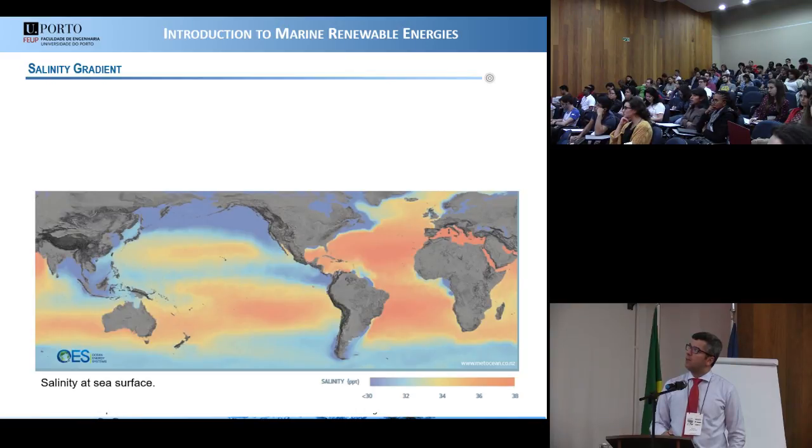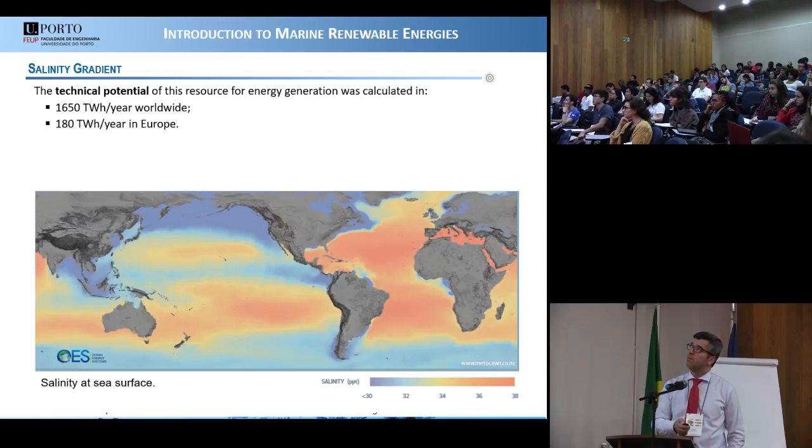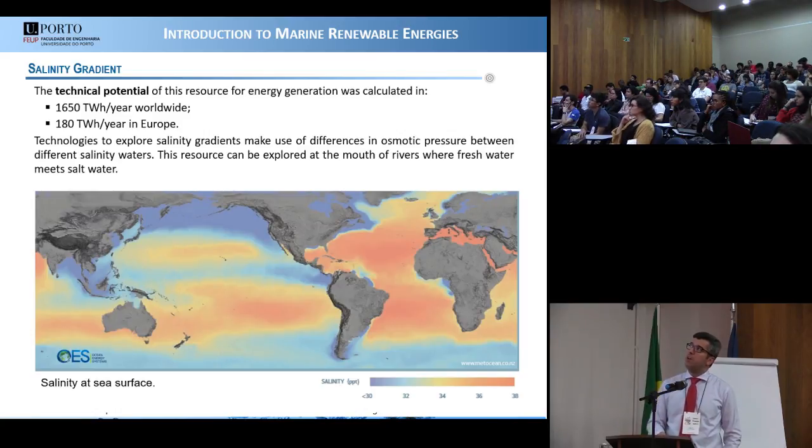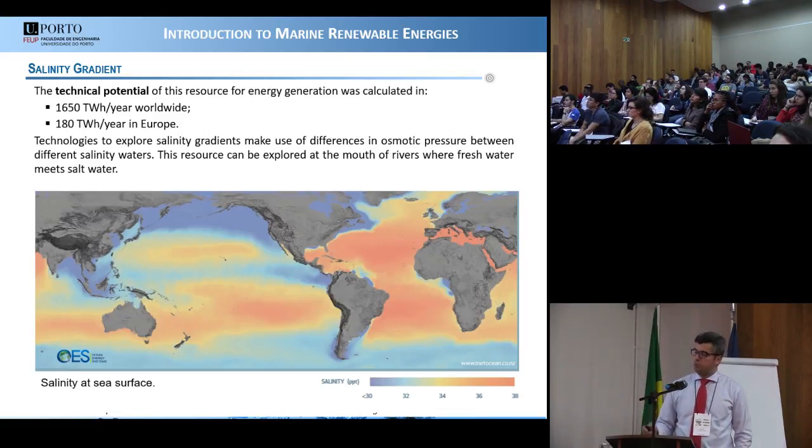Here you can see a figure that shows how the salinity varies in the ocean. So there are some parts of the ocean with a higher concentration of salt than others. And you can see here some potential, not only for the world, but also for Europe. So these technologies explore the salinity gradients and make use of the differences in terms of osmotic pressure between the waters with a different salt content.